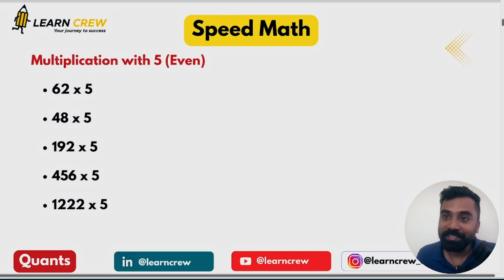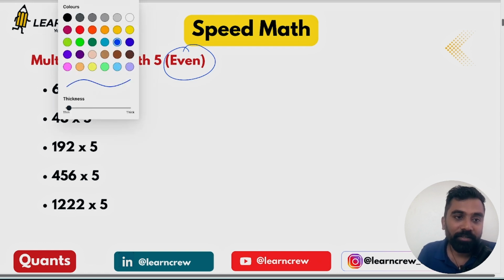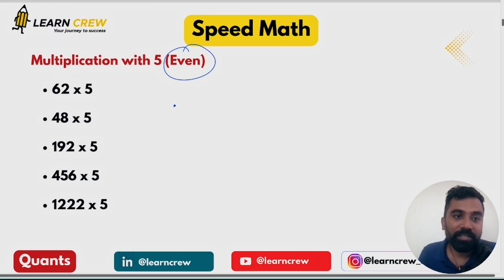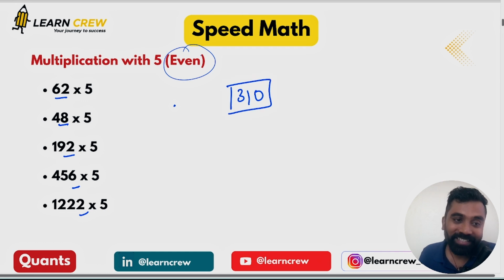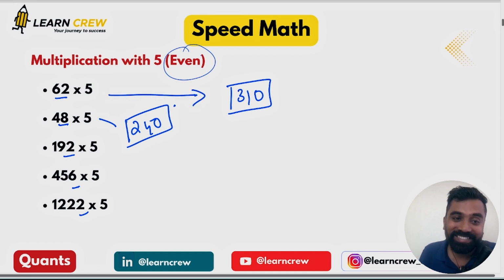Multiplication with 5. Again, this is one of the most interesting concepts. Whenever it is with an even number. Let me just increase it. Even number. So here you can see all these are even numbers. When you multiply 62 with 5, what is half of 62? 31. Half of 62 is 31. Add 1 0 in the end. What is half of 48? 24. Add 1 0 in the end. That's your answers.